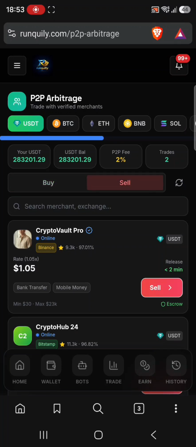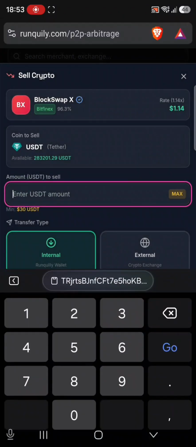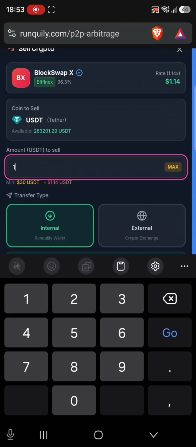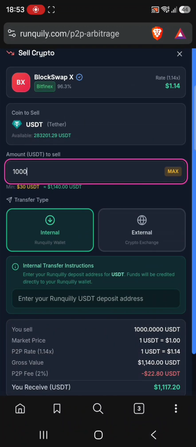Then right now I'm selling, I'm not buying. I bought in Binance, and I'll find the best rate. Let's trade with this one today, and I'll be trading with 1,000 USDT. So my 1,000 USDT will give me 140 in profit. So my payout will be 1,140 USDT.